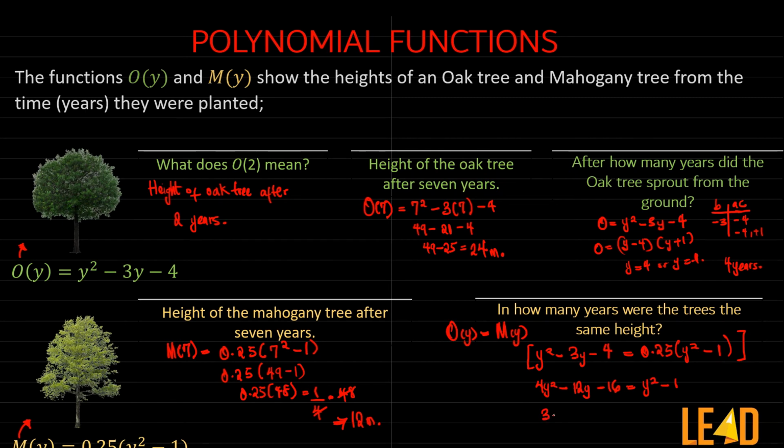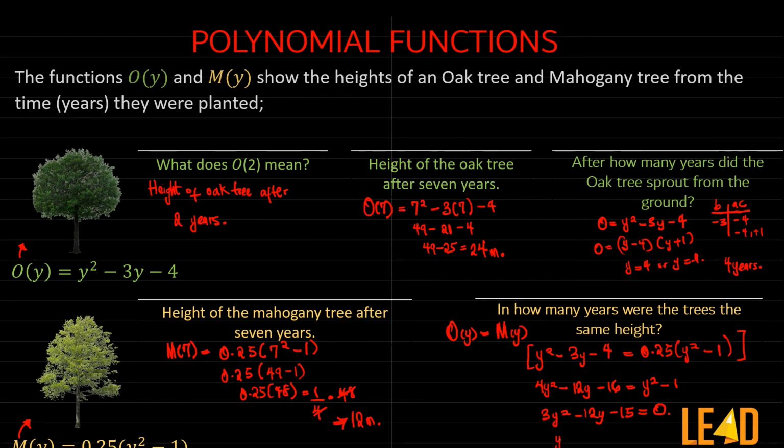This would be 3y squared minus 12y minus 15 is equal to 0. I could go on to divide this by 3, right? Dividing everything here by 3 doesn't hurt the equation.